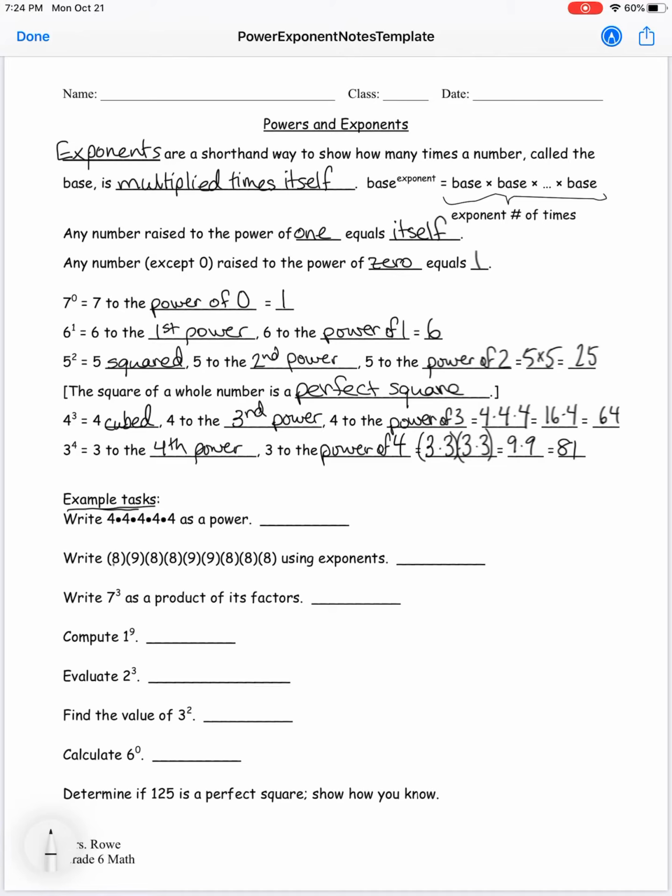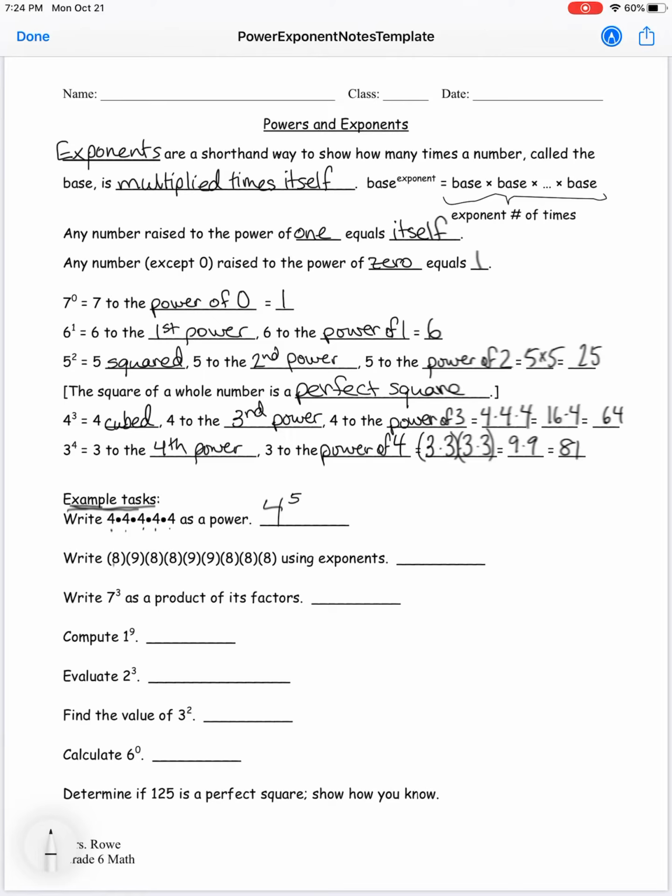So here are our example tasks that I just verbally said above. If they want us to write something as a power, that means they want to see a base and an exponent. So this base is 4, and the exponent is 1, 2, 3, 4, 5 of them. 4 to the 5th, and that's all it means, no computing anything. If it asked us to write it with exponents or as a power, or in exponent form, I think is another way.